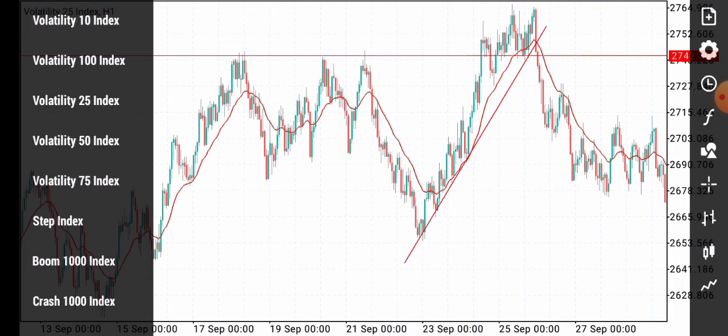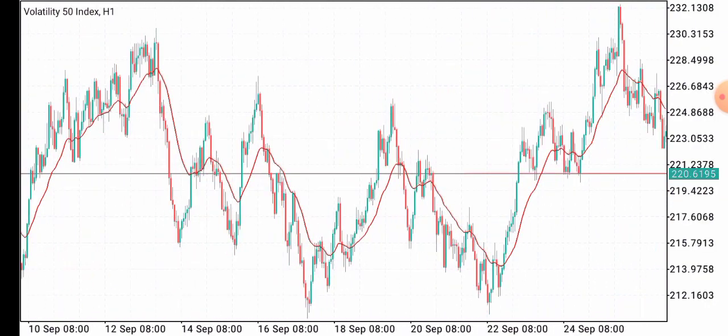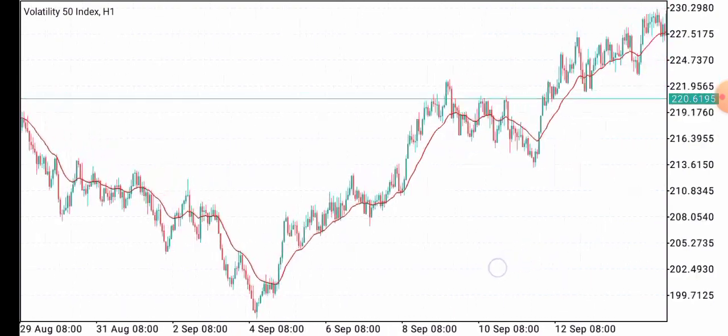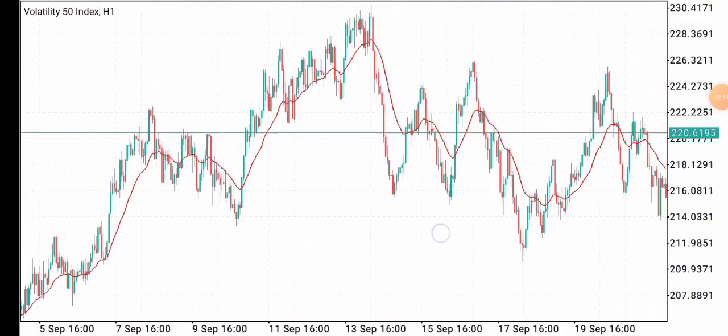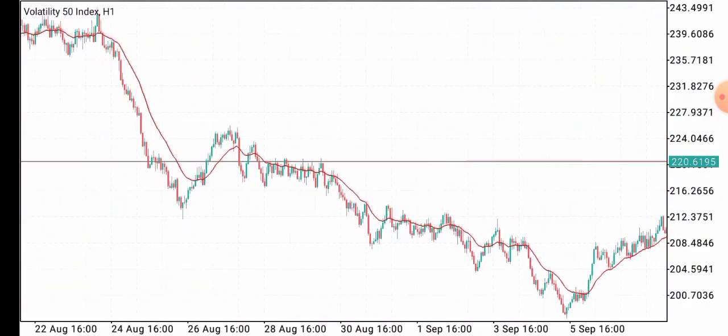Okay, so let's move on to another market. This is Volatility 50. You guys should just back test this strategy. Let me see, I've spent too long, it's not what I expected, but you guys should just try to back test it, try to practice with it, learn other tools. If you have any question or comment, you can comment in the comment section.